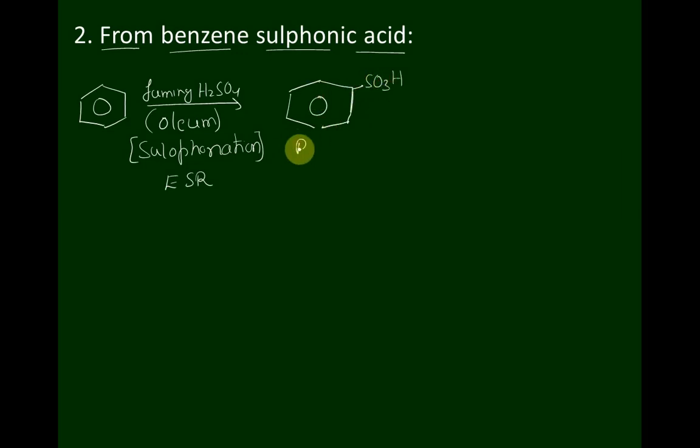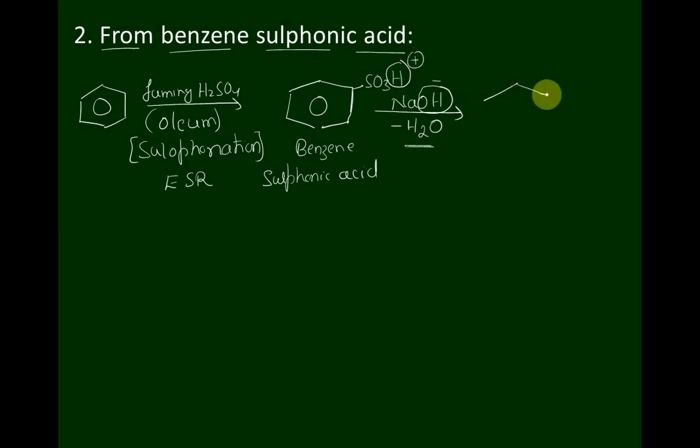SO3H, benzene sulfonic acid is obtained. It is an acid, and it is treated with sodium hydroxide solution. It undergoes a neutralization reaction. OH minus and the acidic hydrogen atom H plus are removed in the form of a water molecule to form a salt, SO3Na. The name of the compound is sodium benzene sulfonate.